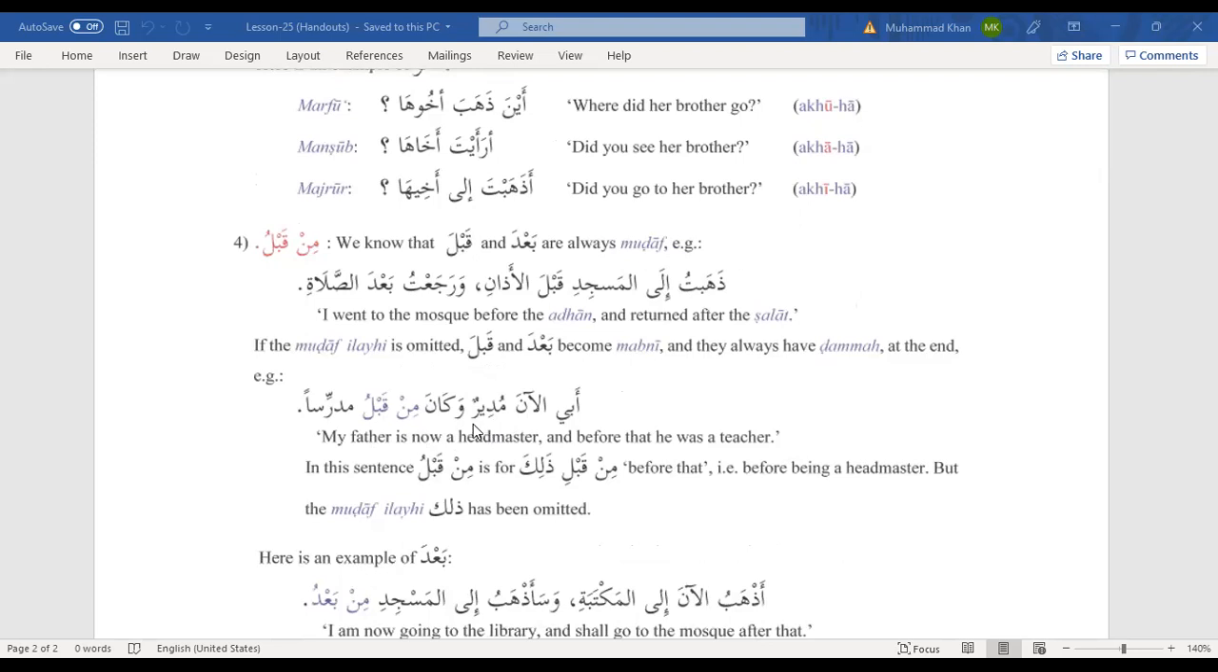أبي الآن مدير وكان من قبل مدرسا. My father is now a headmaster, and before he was a teacher. So as you can see here, من قبل, after that we don't have مضاف إليه. So that's why it is مدرسا and not مدرس. And also it has not changed from من قبل to من قبل. Why it has not changed? Because there is no مضاف إليه after that.